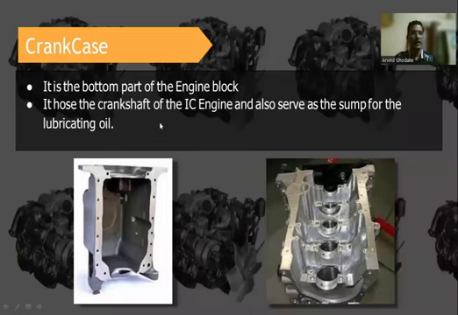The next one is the crankcase. It is the bottom part of the engine block. So you can see here the bottom part of the engine is the engine block, or the crankcase. The top portion is the cylinder head and the bottom portion is called the crankcase. It holds the crankshaft of the IC engine and also serves as a sump for the lubricating oil.